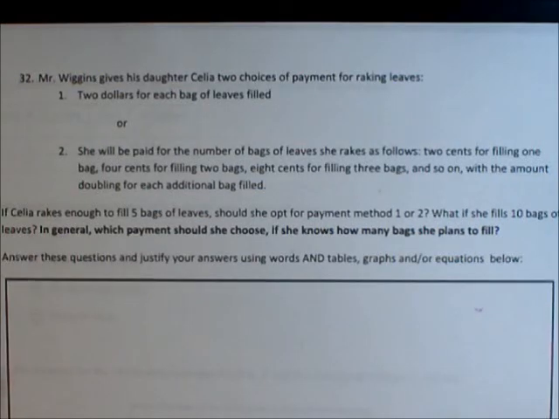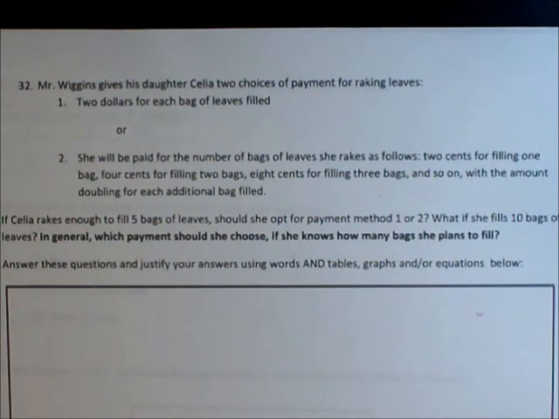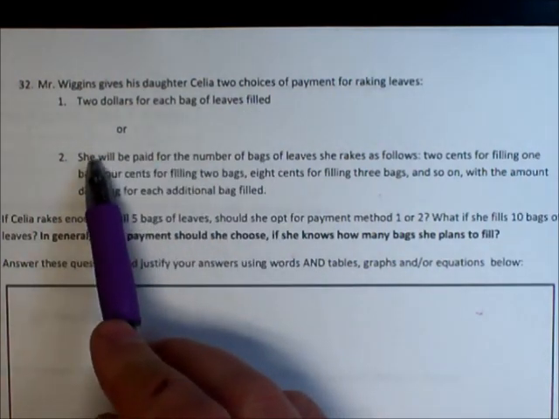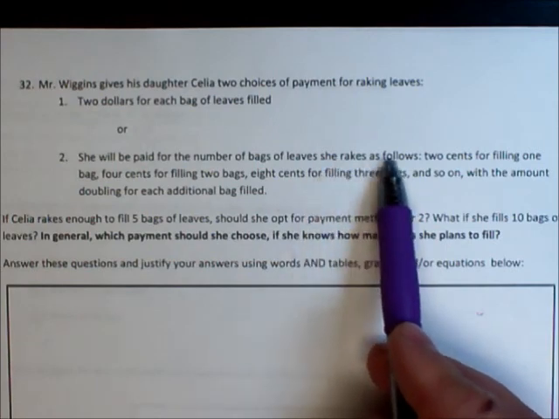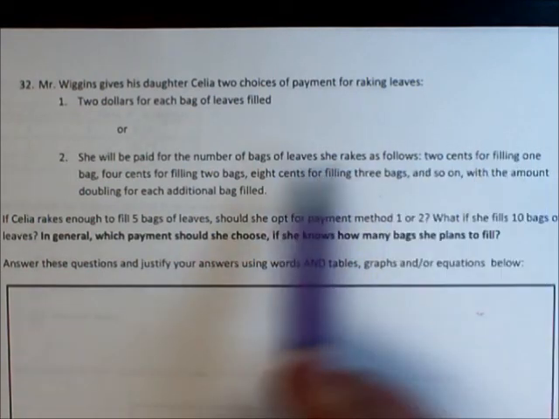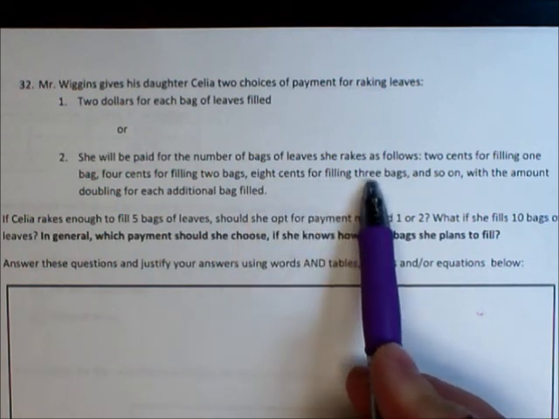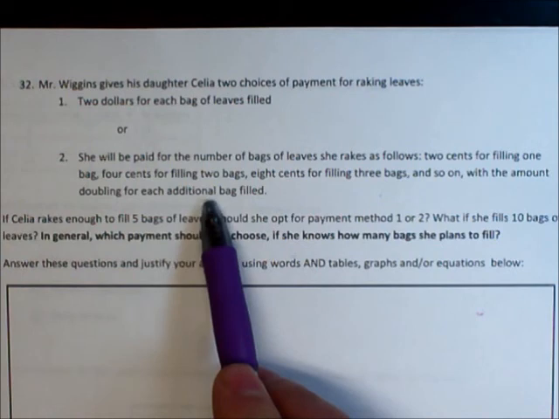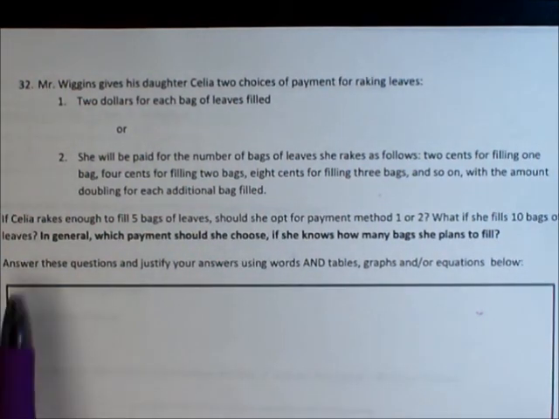Okay, Mr. Wiggins gives his daughter Celia two choices for payments for raking leaves. Choice 1 is $2 for each bag of leaves filled, or choice 2, she'll be paid for the number of bags of leaves she rakes as follows: 2 cents for filling 1 bag, 4 cents for filling 2 bags, 8 cents for filling 3 bags, and so on, with the amount doubling for each additional bag filled. And then it starts asking us questions.